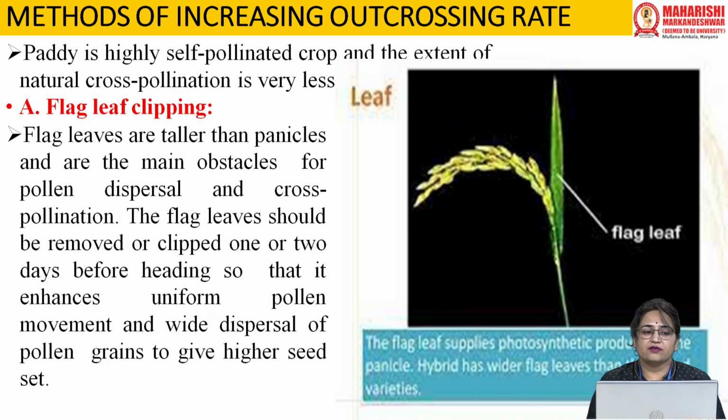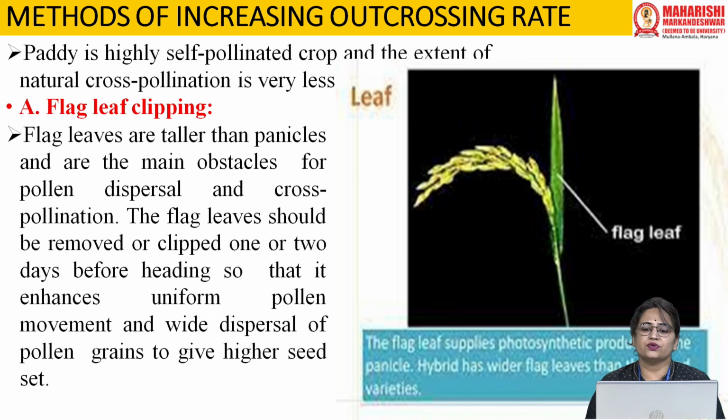Here we are talking about hybrid seed production of rice, and we know rice is a self-pollinated crop. So how can we increase the outcrossing rate, how can we get maximum hybrid production in rice? For that we have some methods. Paddy is a highly self-pollinated crop and the extent of natural cross pollination is very less. So we have to adopt some methods, by the farmer or the breeder, to increase the outcrossing rate in rice. The first method is flag leaf clipping.